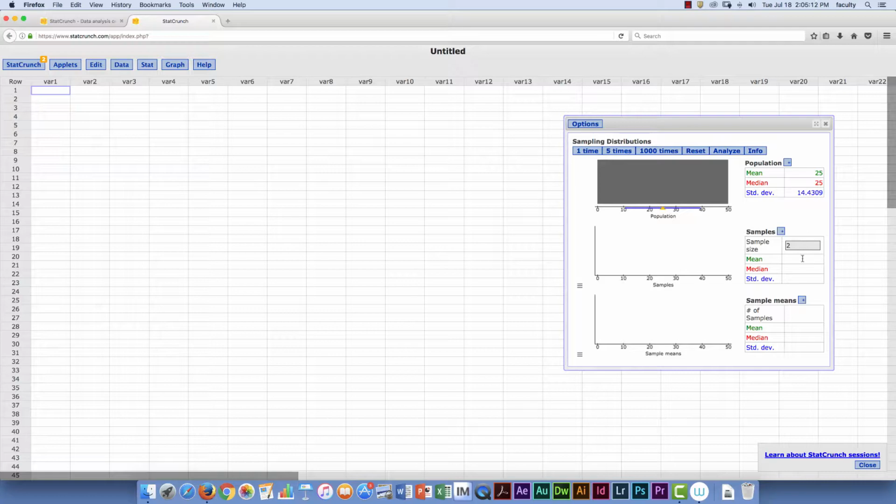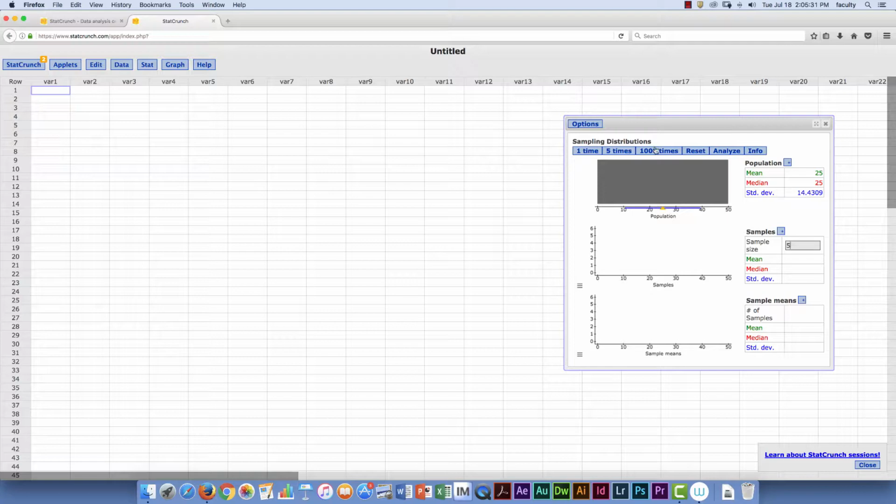So what I'm going to do is ask StatCrunch to take samples of size 5. So I'm going to take small samples. Now, according to the central limit theorem, if we do this repeatedly, we should not see the sampling distribution having a normal shape. So let's take a look.